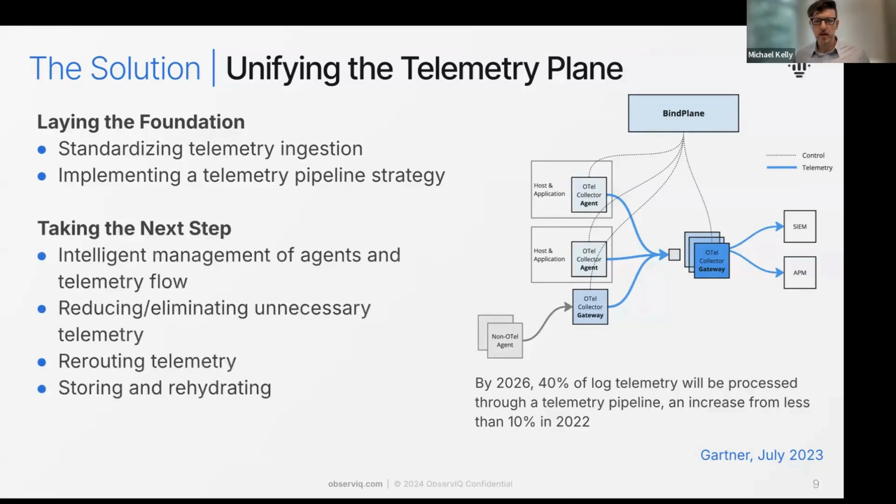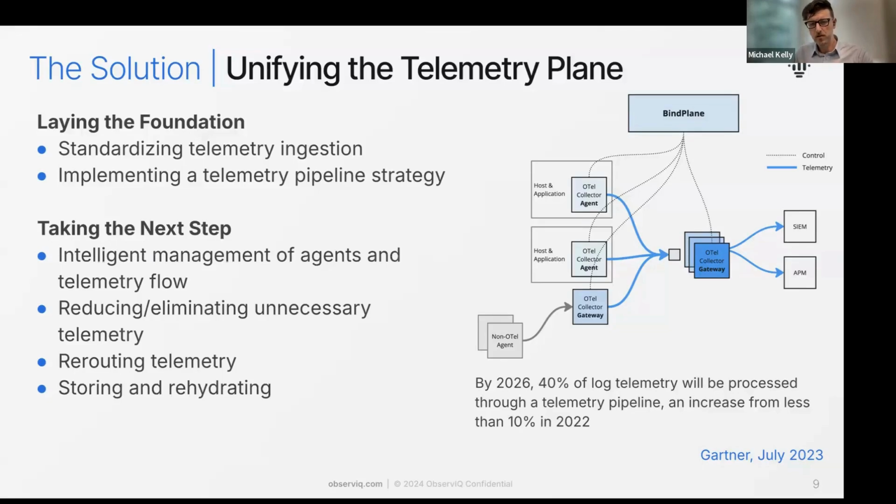But once you have the foundation in place, there are a lot of additional things you can do to control the telemetry, but it really is based on that foundational component. But we'll talk about some of these, but things like intelligent management of the agents. So if you have a centralized management location for all of those agents, all your telemetry agents, it makes it much easier to identify when you have a problem and how you can address it in real time.